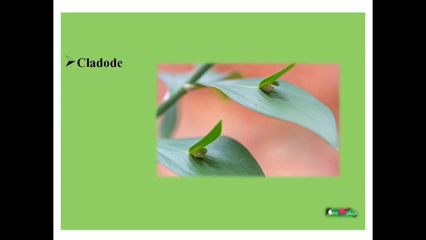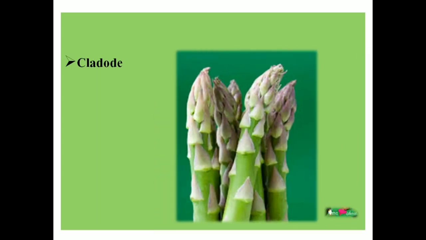Next is cladode. When a stem or branch is modified into a leaf-like structure and there are one or two internodes. Again, repeat, there should be only one or two internodes. Then we can say it is a cladode. For example, Ruscus. I have placed the picture also, and then asparagus. That is the best example for the cladode.